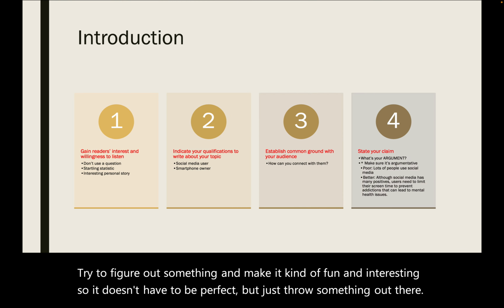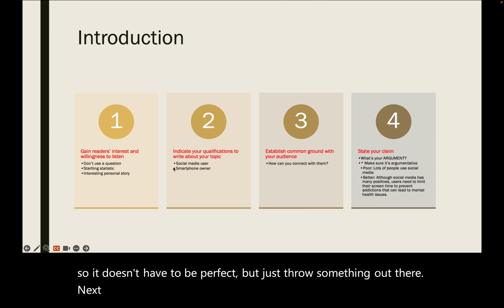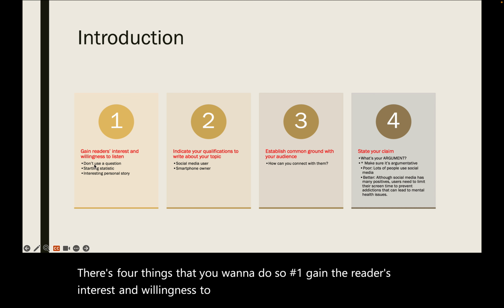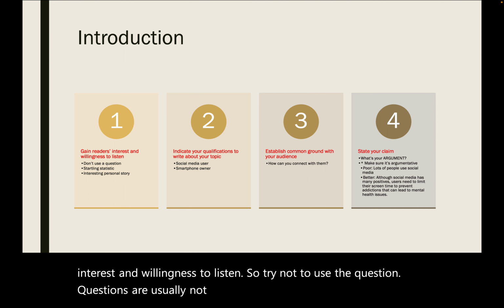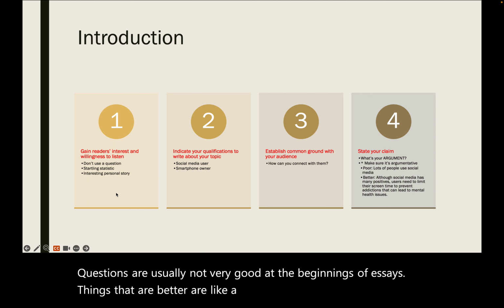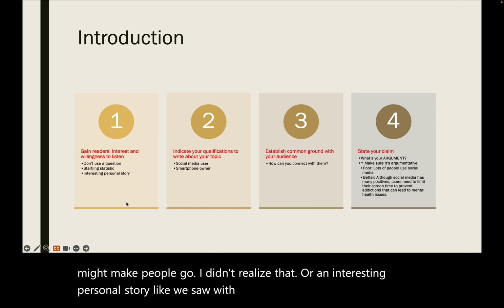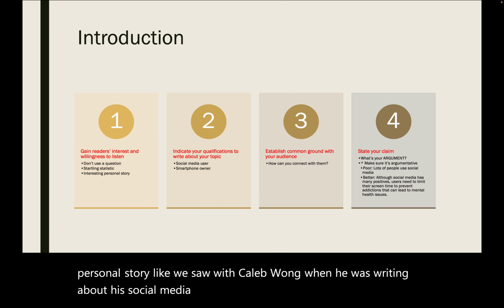Next, introduction. There's 4 things that you want to do. So number 1, gain the reader's interest and willingness to listen. So try not to use the question. Questions are usually not very good at the beginnings of essays. Things that are better are like a startling statistic, something that might make people go, wow, I didn't realize that. Or an interesting personal story like we saw with Caleb Wong when he was writing about his social media addiction. Anything like that could help.